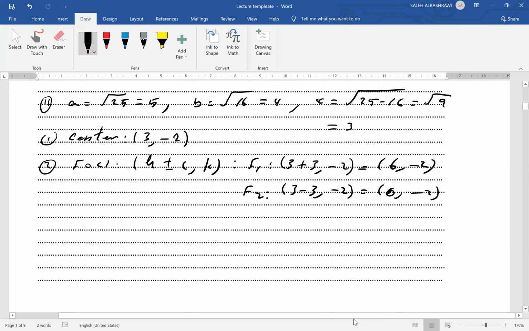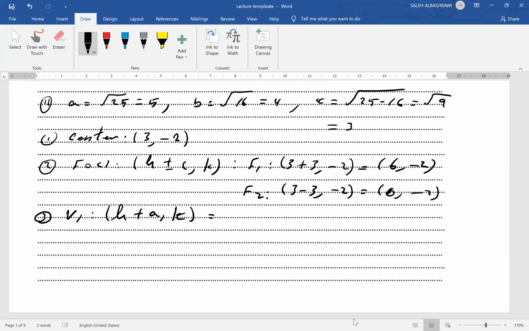Vertices. V1 is h plus a and k, that will be h is 3 plus a is 5, and minus 2, which is equal to 8 and minus 2. V2 is h minus a and k, that will be 3 minus 5 and minus 2, which is equal to minus 2 and minus 2.